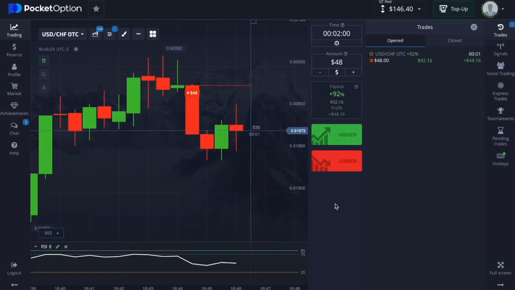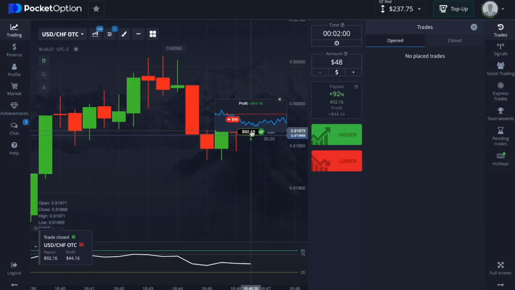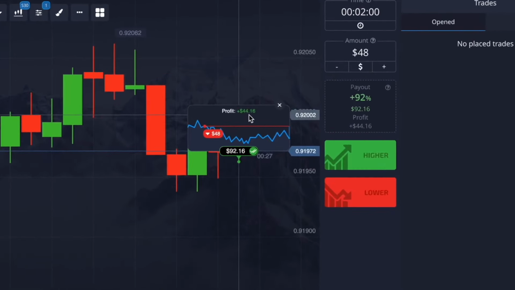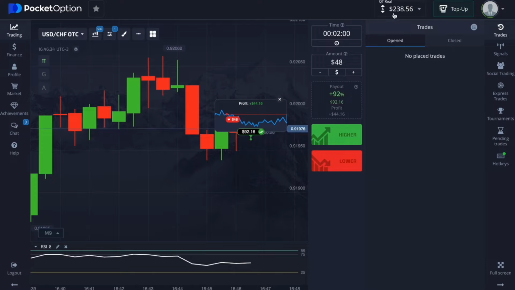The price continues to decline. My trade closes and I earn $44. Just 2 minutes later and my balance has nearly doubled.